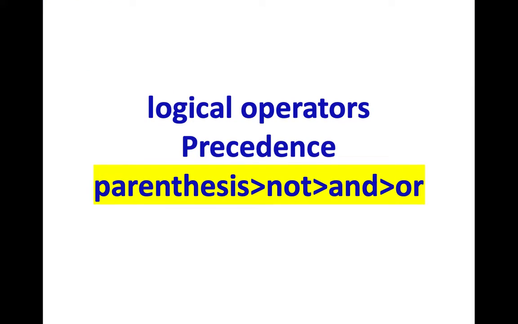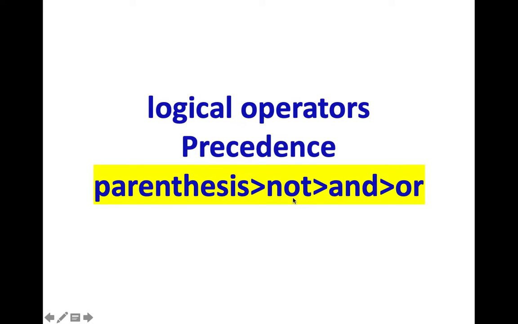Now let us move into our final topic, logical operators precedence. In logical operators precedence, NOT is greater than AND, and AND is greater than OR. And if something is in parentheses, it is greater than all of them. What does that mean? Whenever we have NOT, NOT is evaluated first, and whenever we have AND and OR, AND is evaluated first. If there are any expressions in parentheses, they are evaluated first, then anything else.